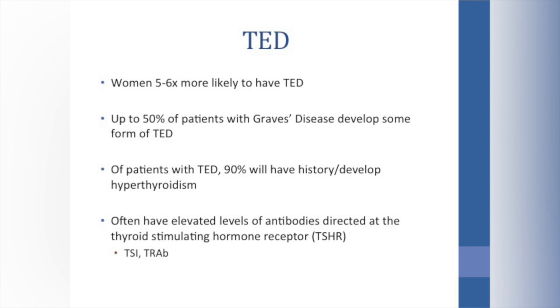So women, most commonly, are more likely to have thyroid eye disease. As I mentioned, about 50% of patients with Graves' disease end up having some eye manifestation. Most patients who have thyroid eye disease have some history of hyperthyroidism, but like I said, some may have hypo or normal thyroid. And then they often have elevated antibodies that are directed to one of the receptors in the thyroid gland, the TSH receptor. So when you come to your appointment and we ask you, have you had your blood work checked, have you had antibodies checked, we're looking to see if those have been checked and if they're elevated.